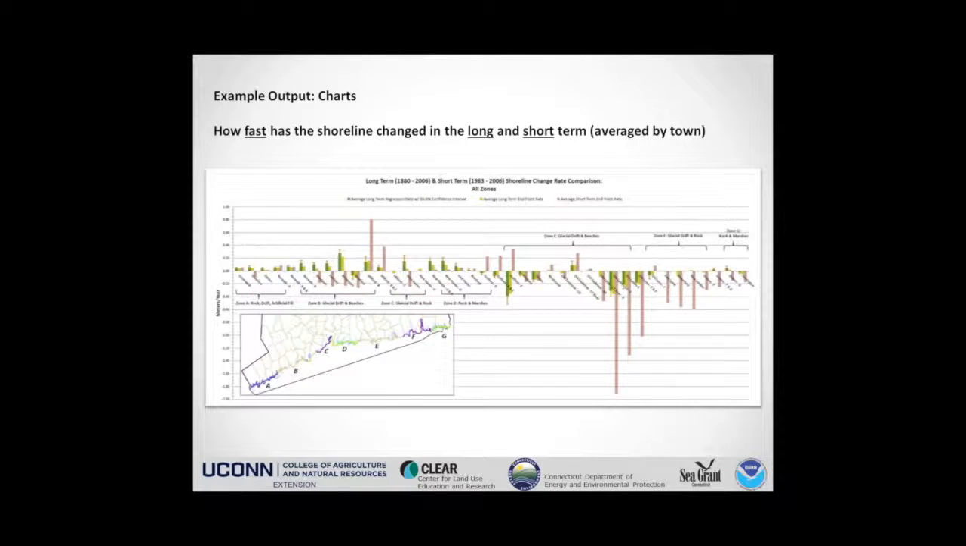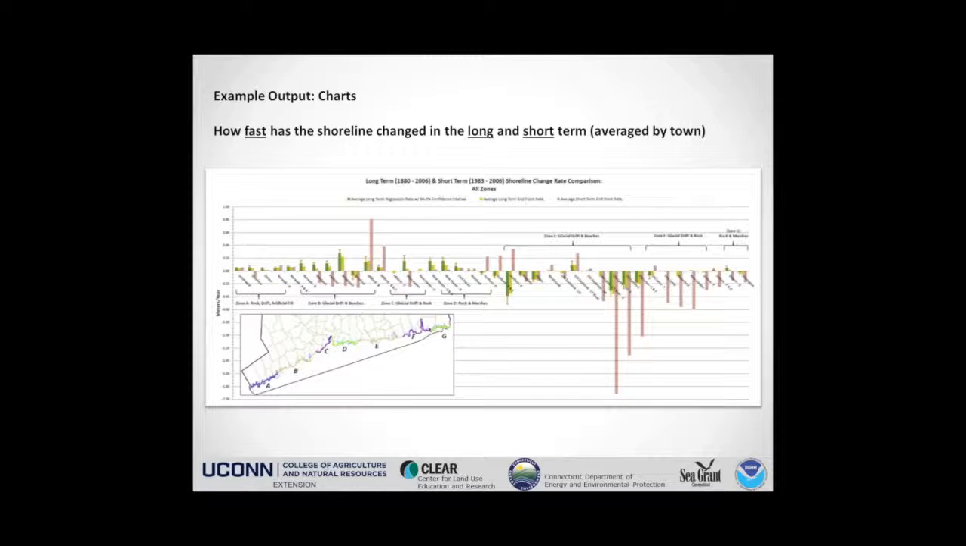So we can also comparatively look at how fast the shoreline has changed. This is a slide that puts together both the long-term and the short-term rates. If you can make out the colors, the darker green is the average long-term linear regression rate. It may be a little bit hard to see, but there's a little arrow bar associated with that. That's the confidence level. The light green is the average long-term endpoint rate. So side by side, you can compare the linear regression rate value and the endpoint rate value. And then the pink or reddish bar is the average short-term endpoint rate.